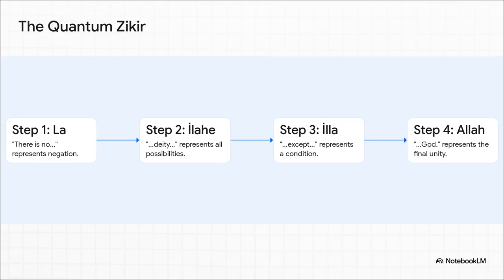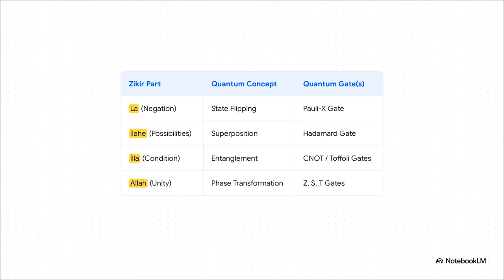It breaks down into 4 steps. La, which means there is no, a kind of negation, then ilah, or deity, representing all the possibilities, followed by illa, meaning except, which sets a condition, and finally Allah, or God, representing this ultimate singular unity. And this mapping isn't just conceptual, it gets really specific. Each piece of the prayer is assigned an actual quantum operation, what we call a gate.